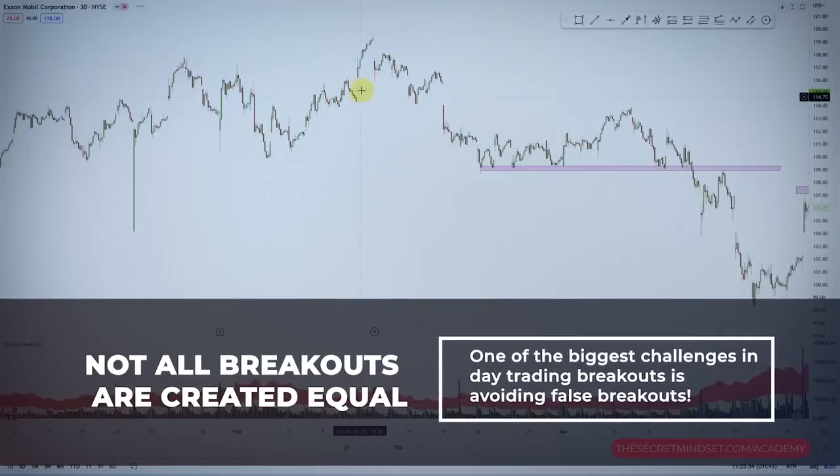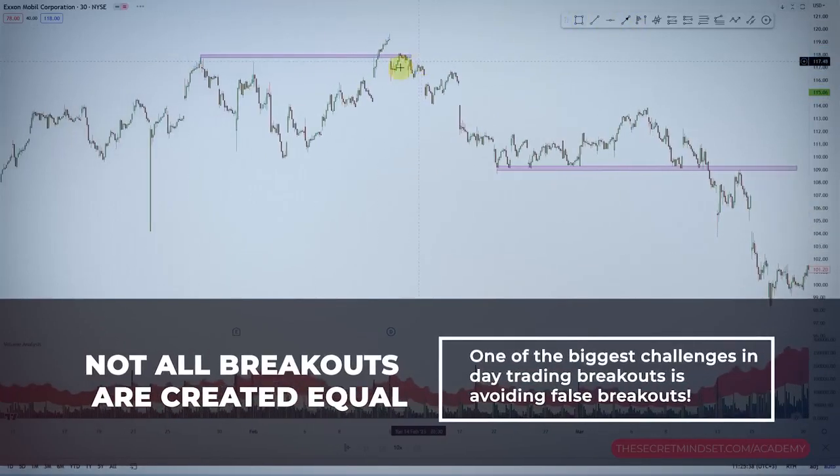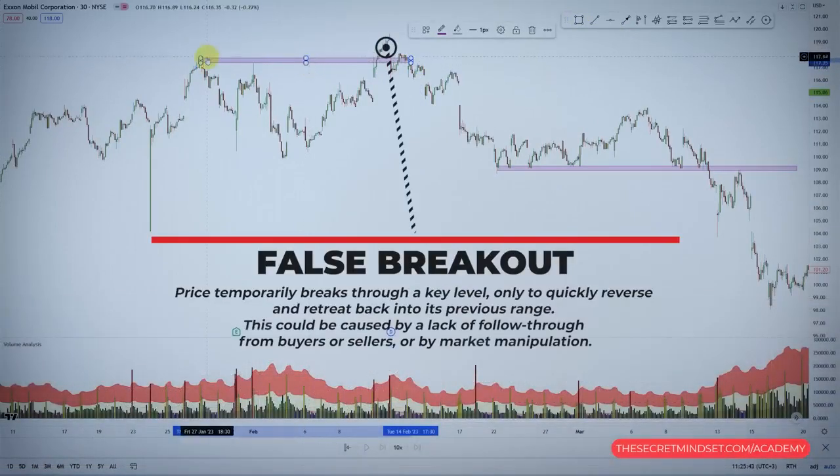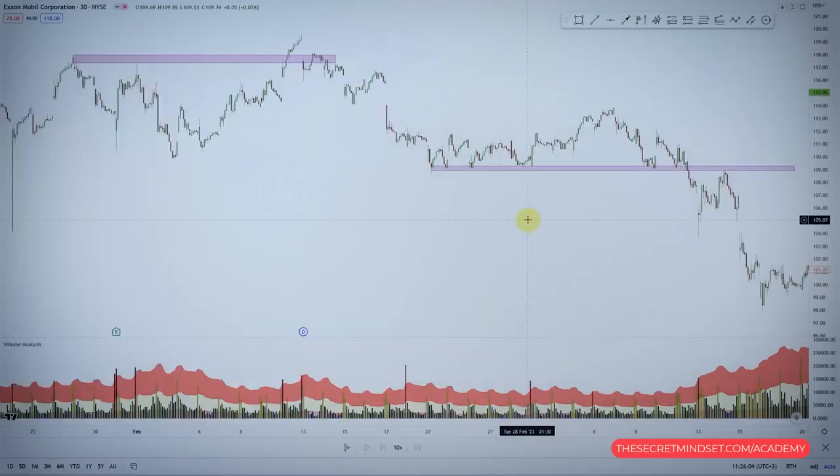Now, not all breakouts are created equal. One of the biggest challenges of trading breakouts is avoiding false ones. A false breakout is when the price temporarily breaks through a key level, only to quickly reverse and retreat back into its previous range. This could be caused by a lack of follow-through from the buyers or sellers, or by market manipulation. This can be frustrating for day traders, as they lead to losses and missed opportunities.